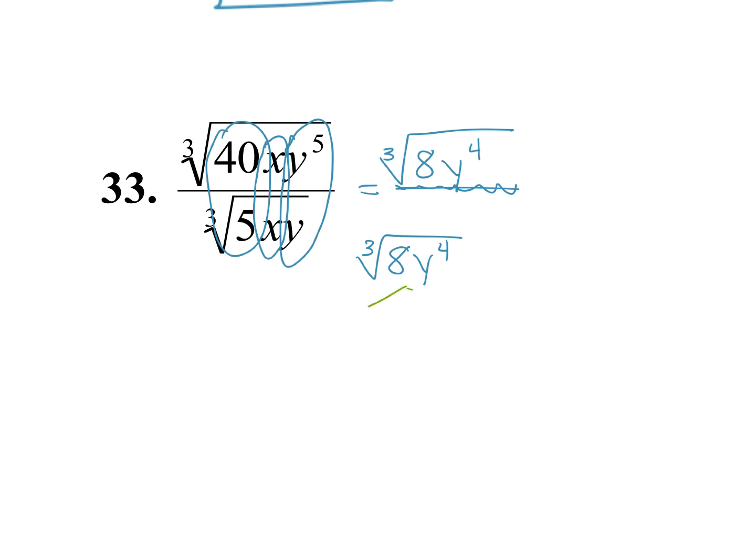So now you break this into what is a perfect cube root and what is not. What goes on the left? 8 and y to the 3rd. So you have just a y on the other side. So this is 2y times the cube root of y.